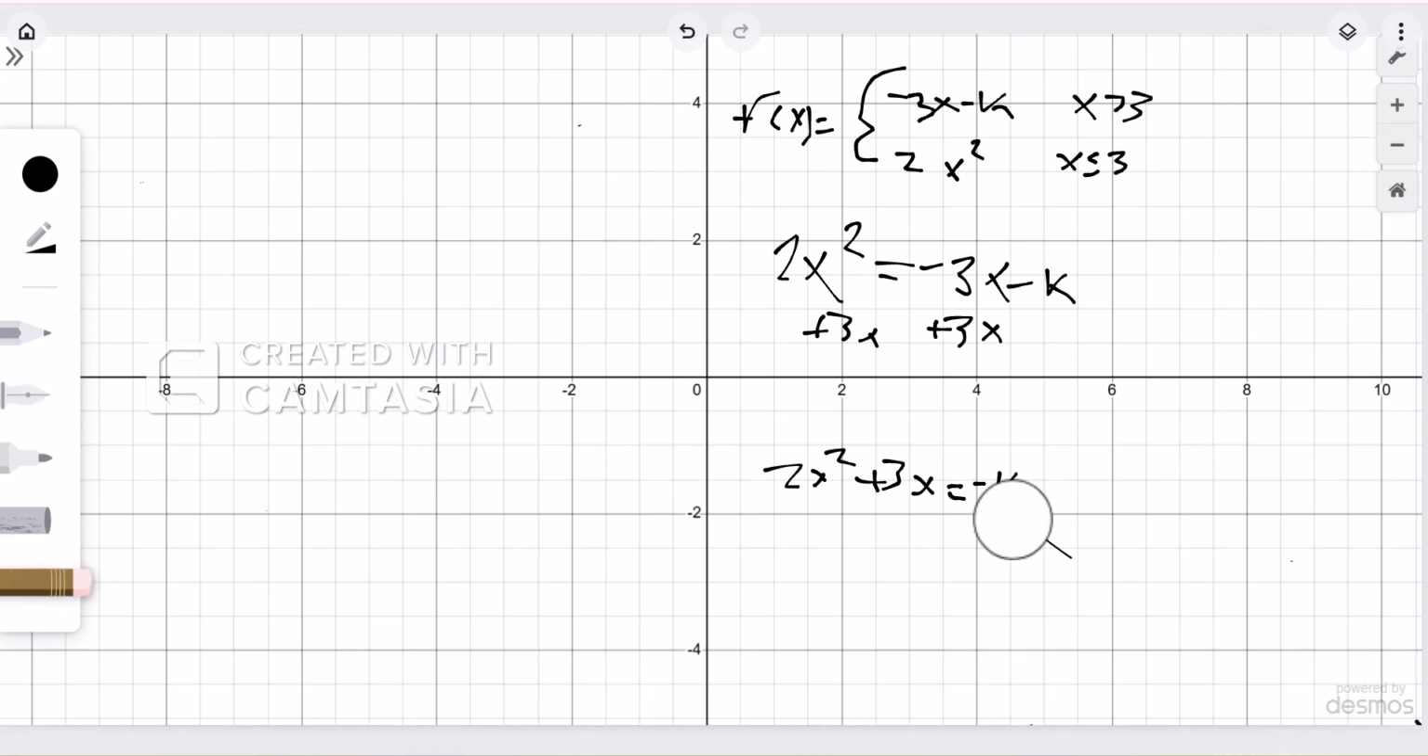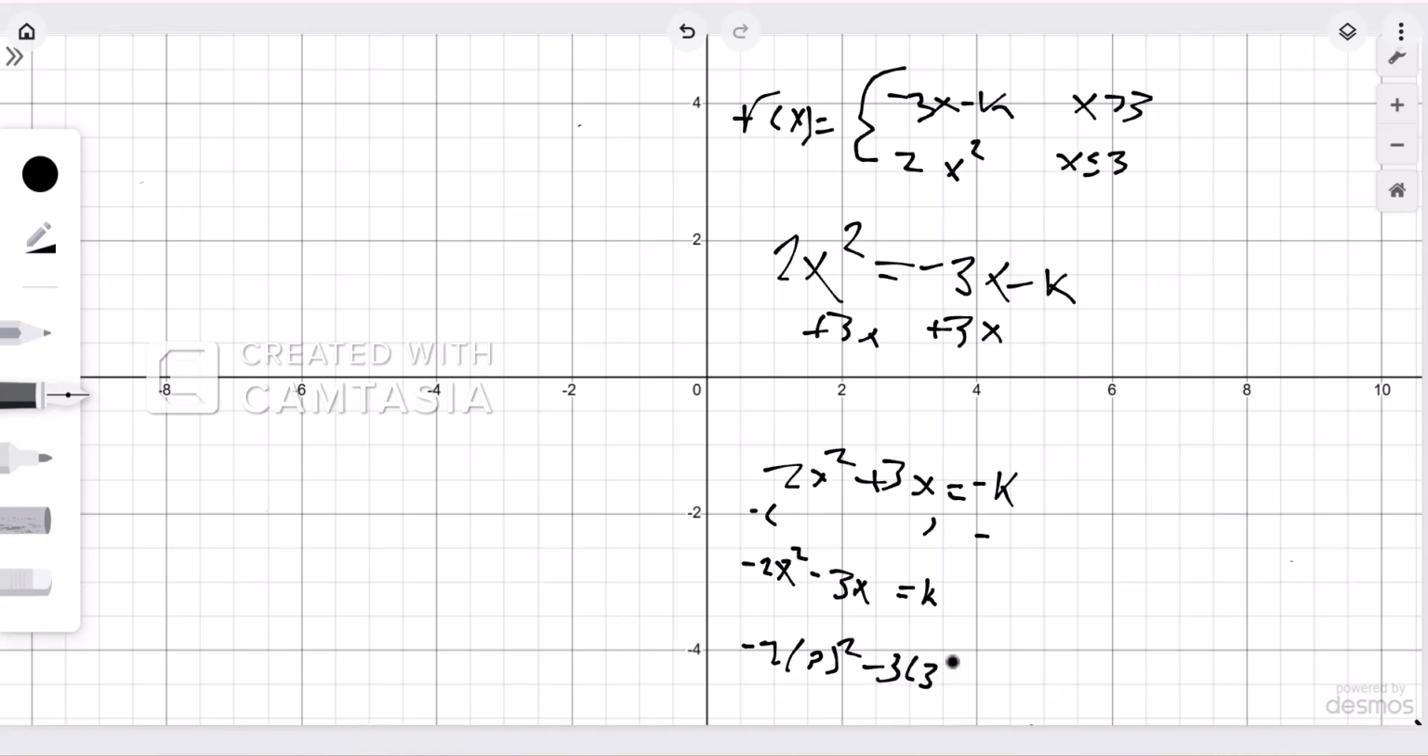And we're going to make this k positive by making the other side negative. Negative 2x squared minus 3x. We do this by taking out the negative and putting it over here, and then this is going to equal k, because a negative times a negative is a positive. Next, since we know that the function is approaching 3 from both of the graphs, we're going to plug in 3 for x, equals k.